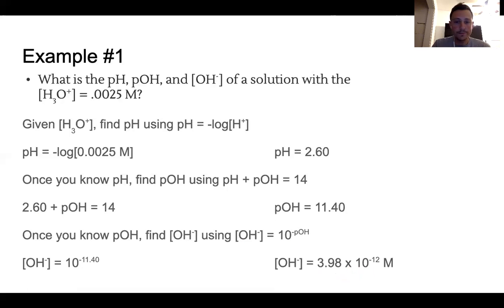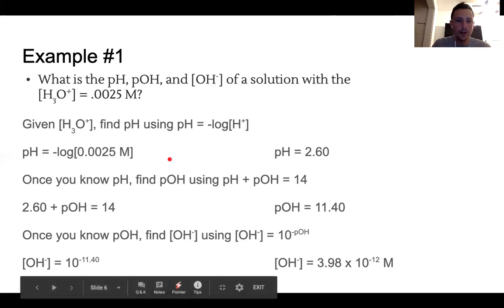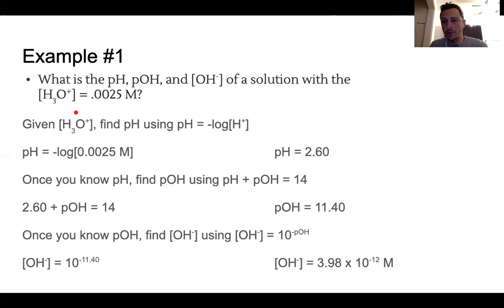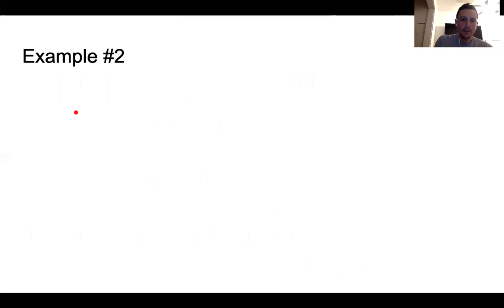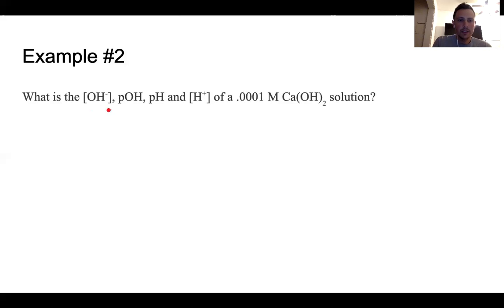Okay, so now we've answered all 3 questions that this question posed, and we have all 4 units that would be potentially useful here. So let's do one more example. Same question essentially, right? I want to know the hydroxide ion concentration, the pOH, the pH, and the H+. So there are 4 different things being asked of us here of a 0.0001 molar calcium hydroxide solution.